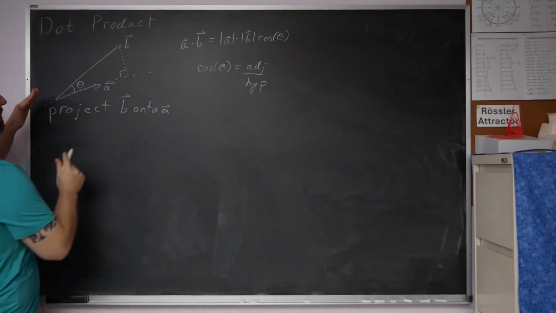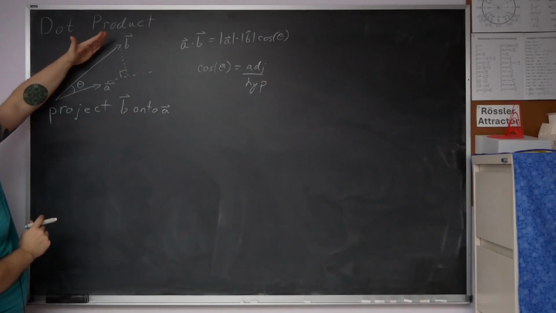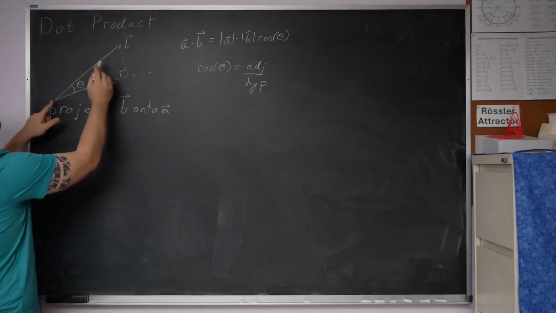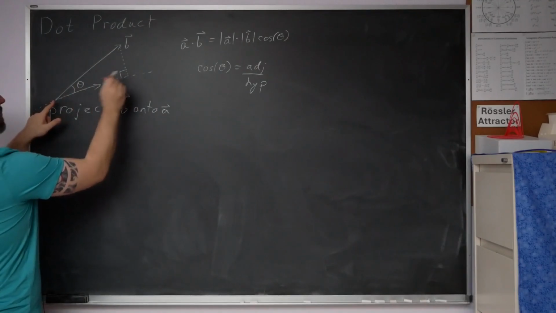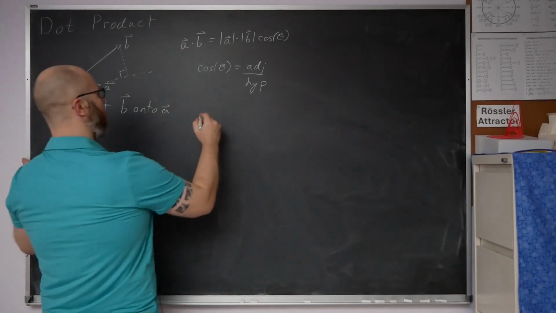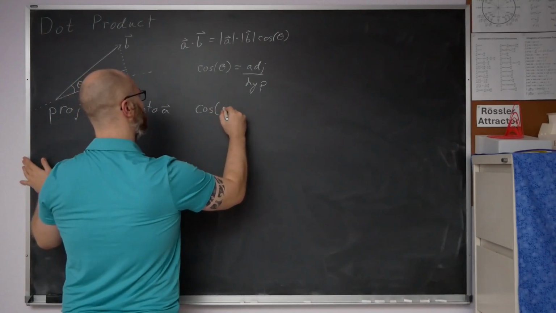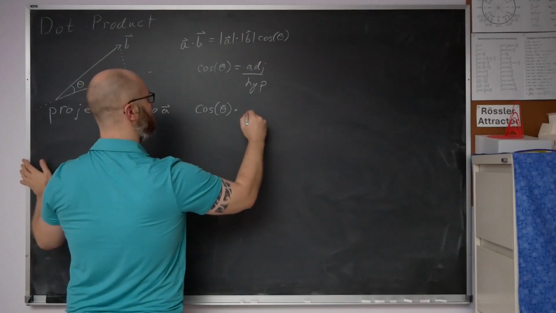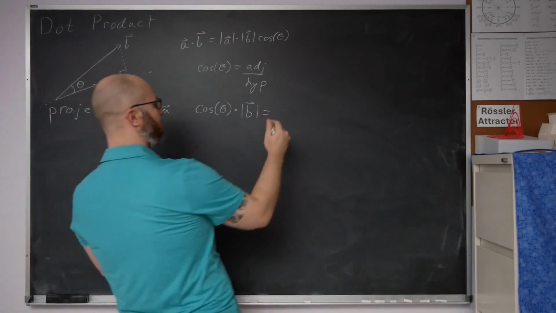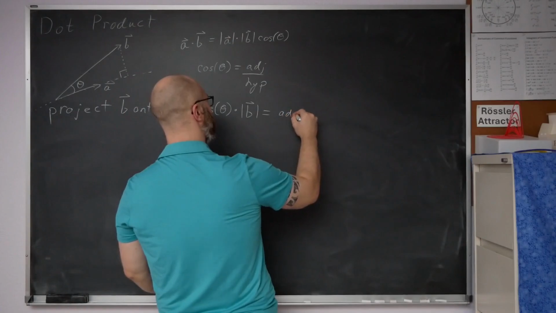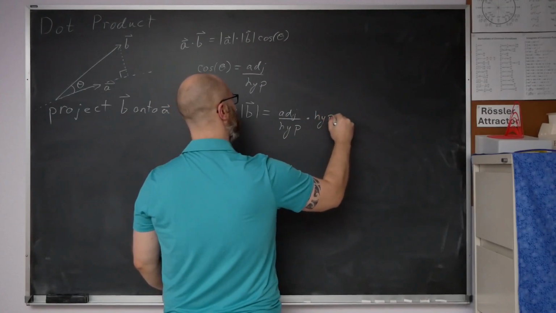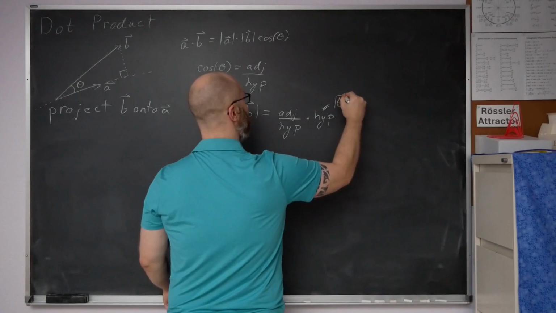Of this right triangle, if I'm using B, B is the hypotenuse, and then this is going to be the adjacent side. I should say the length of B is the hypotenuse, and the length of this is going to be the adjacent side. Right, so then if I were to take cosine of theta and multiply it by the magnitude of B, well, that would be like taking the adjacent over hypotenuse and then multiplying by the hypotenuse, because that is the magnitude of B.